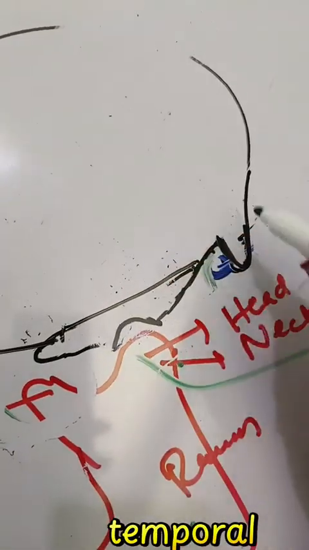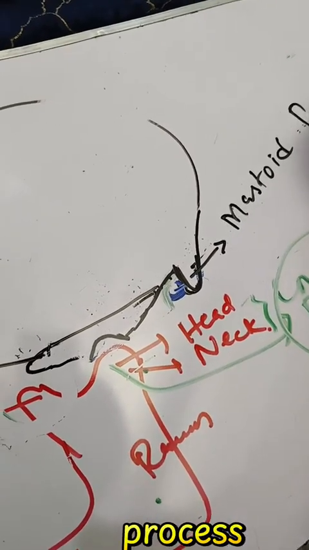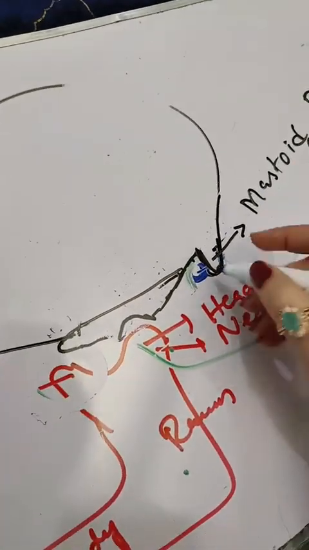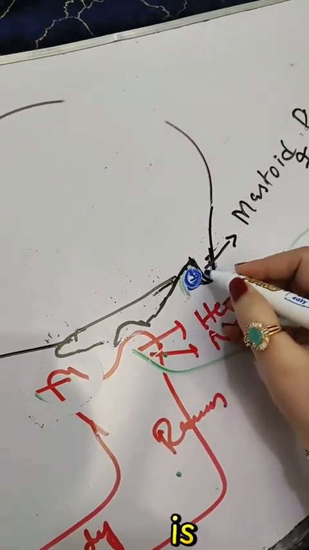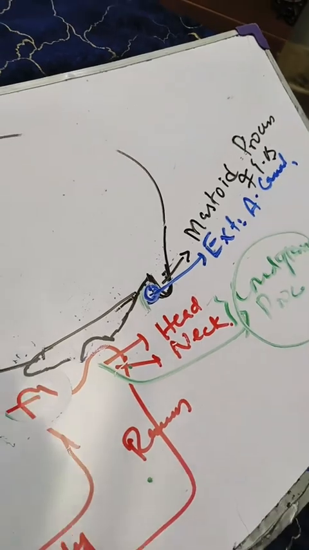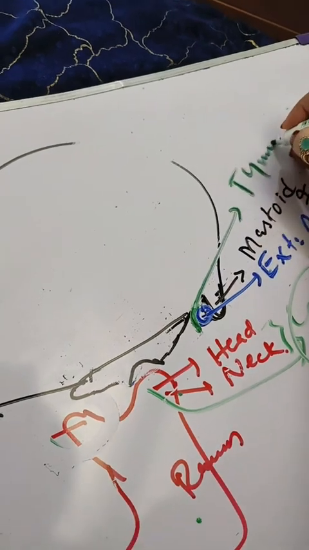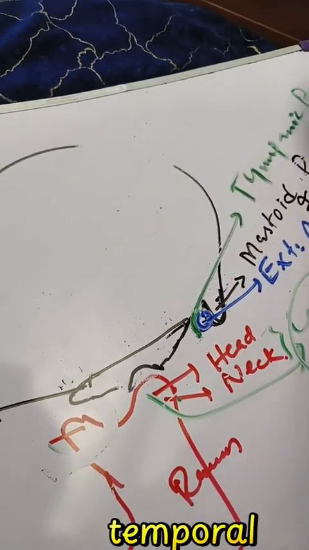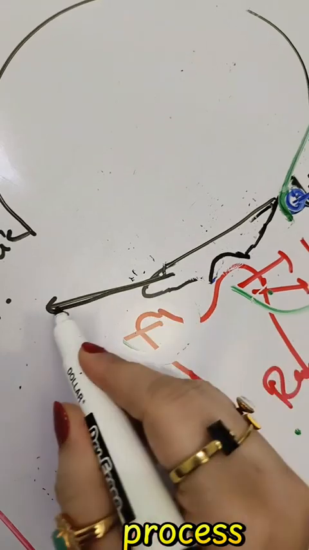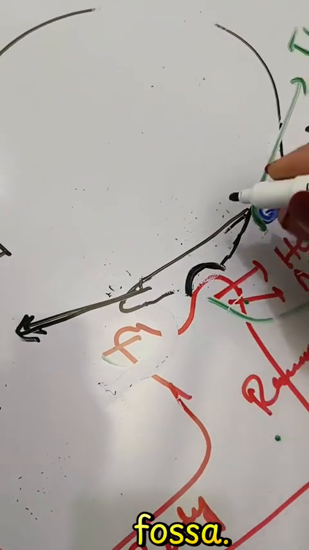So this is the temporal bone. This is the mastoid process of the temporal bone, right? And in front of the mastoid process, there is the external auditory canal, and in front of this, here is the tympanic plate of temporal bone. This is the zygomatic process of temporal bone, and this one is the mandibular fossa.